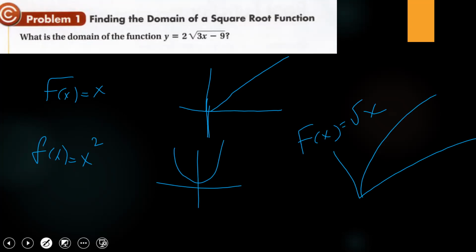That's why I told you yesterday the domain for the radical, or the square root function, must be x greater than or equal to 0. And we solved the exercises here for the domain. Here now we solve these exercises.